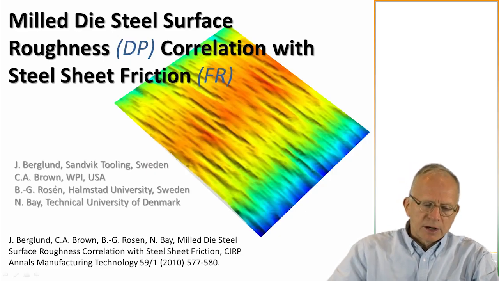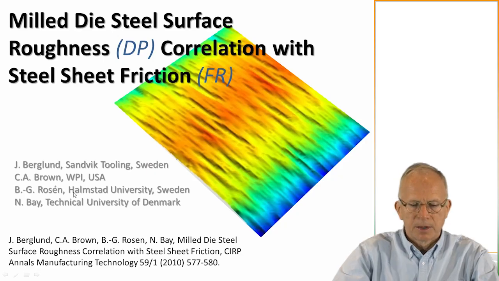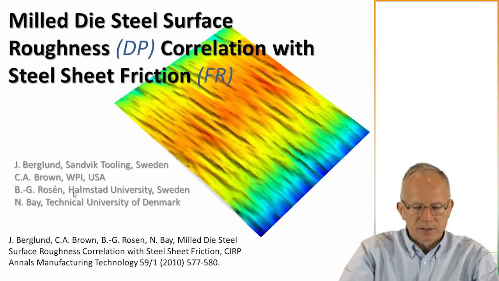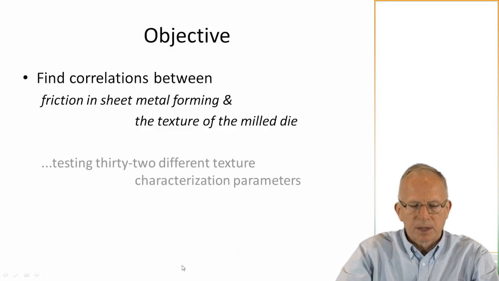So this was a collaboration. Johan Berglund was working on his doctorate, and at Sandvik at the time. And B.G. Rosen at Halmstad was one of his advisors, and he worked also with Neil By in Denmark. So we have the Scandinavian contingent, and then we were doing the calculations here, and Johan visited us. And this was published in the CIRP in 2010.